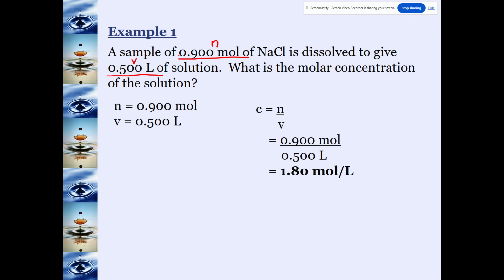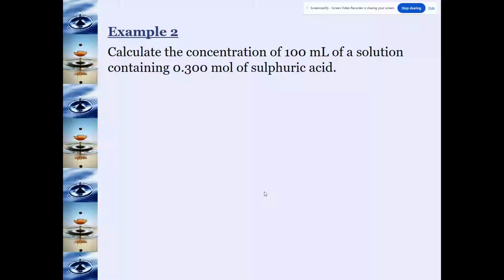But sig digs, remember leading zeros don't count, so there are 3 sig digs in the moles and 3 sig digs in the volume. So I need 3 sig digs in my answer. So when I get 1.8, I have to add a 0 to it to make it 1.80, and then my units again are moles per liter. Okay? So this was a very straightforward question where it gave you the values exactly as you need. You're just plugging them into the formula. The next example, very similar.